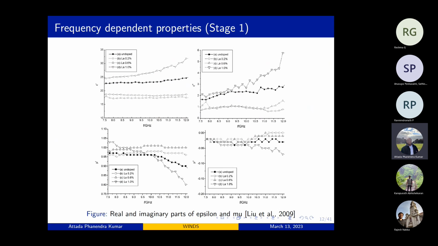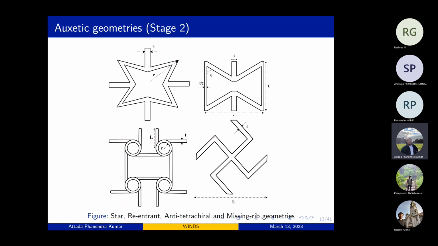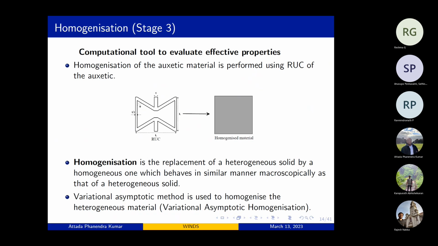So this is Liu et al.'s paper, where I've taken the frequency dependent properties of electrical permittivity and magnetic permeability values across the X-band frequency range. And these are the 4 different auxetic geometries which we have considered in our study, which are star, reentrant, anti-tetrachiral, and missing rib geometries. So this was the tool which I'm talking about.